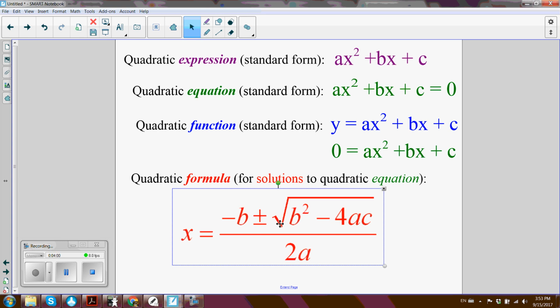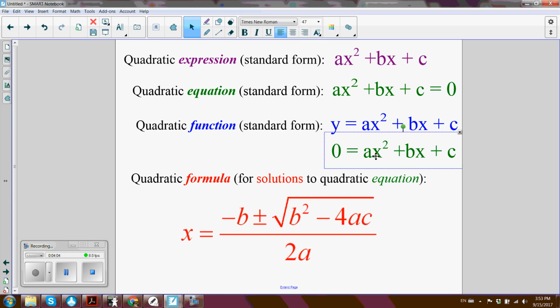So this quadratic formula is used to find solutions to quadratic equations, which in turn represent x-intercepts of quadratic functions in standard form. Okay, so big connection there.